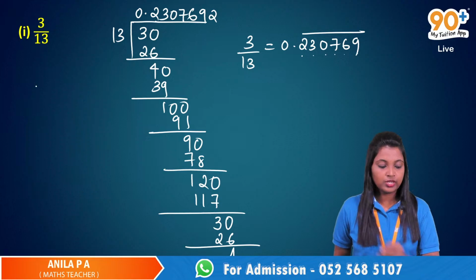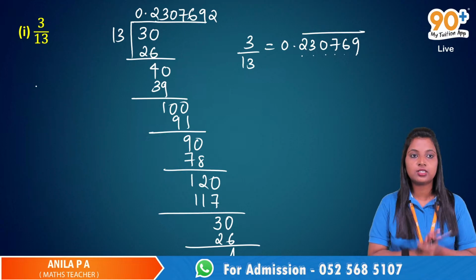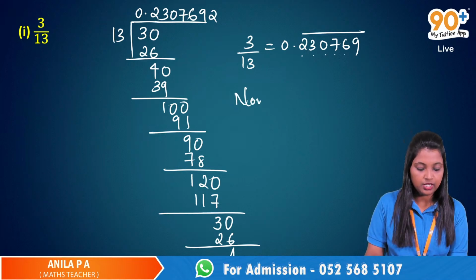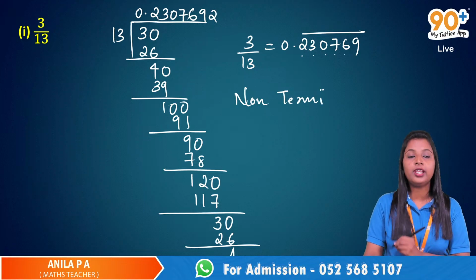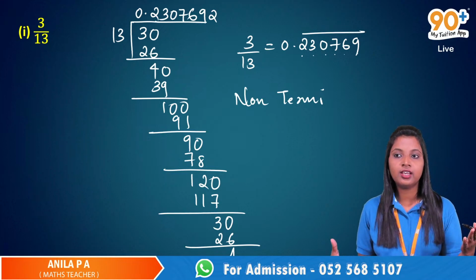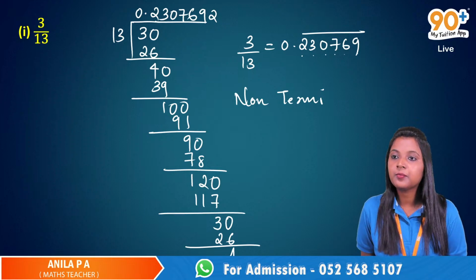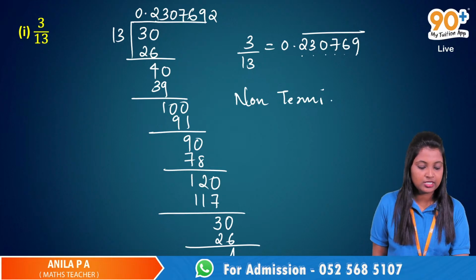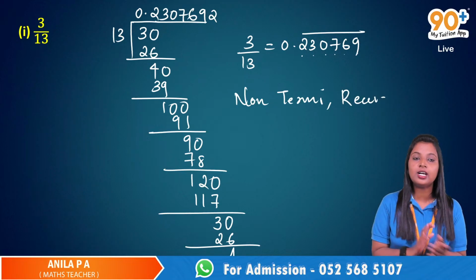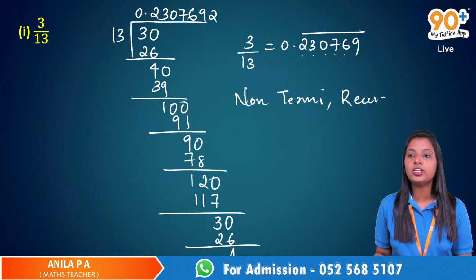Now just tell me, is it terminating? Is it ending at a point? No, right? It is going on and on. So it is non-terminating. What about recurring or repeating? Is it non-recurring? No, it is recurring. So it is non-terminating but recurring. Everybody got the answer?